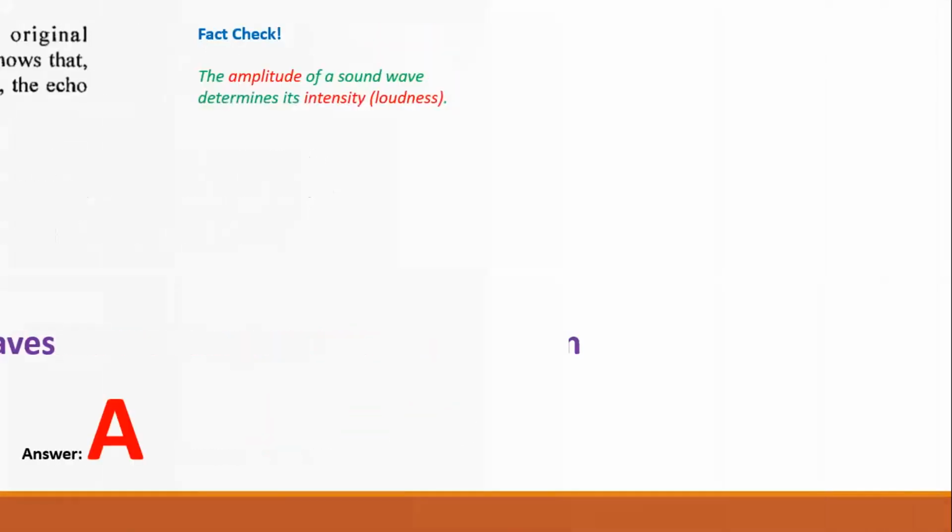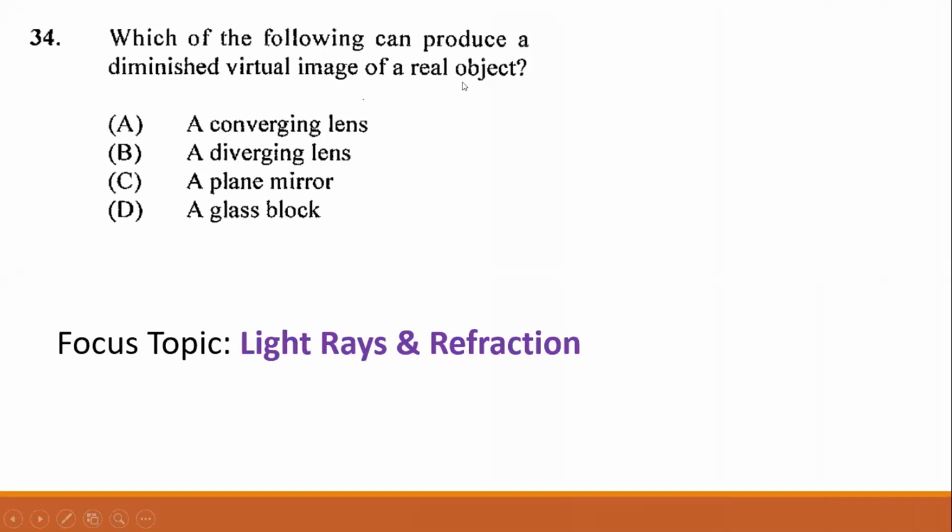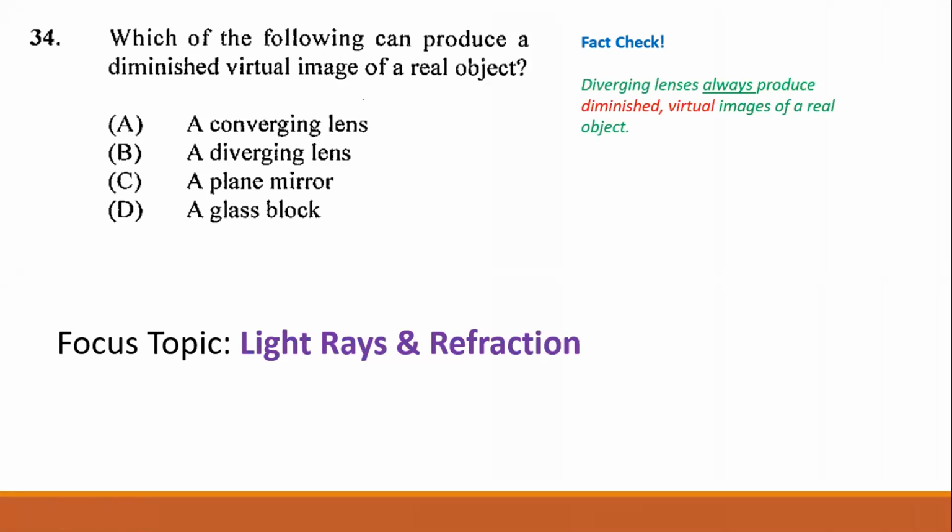Number 34, which of the following produces a diminished virtual image of a real object? Now, converging lenses almost always produce real images, and when they do produce virtual images, the image is not diminished. So diverging lenses will always produce diminished and virtual images of a real object. So that's B.